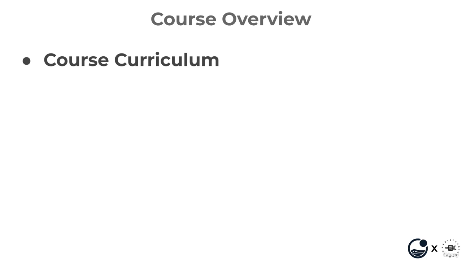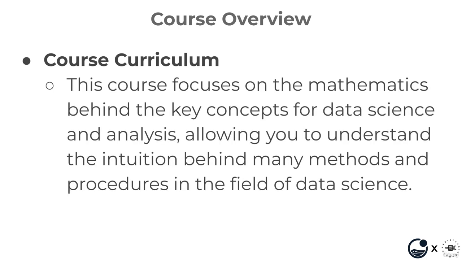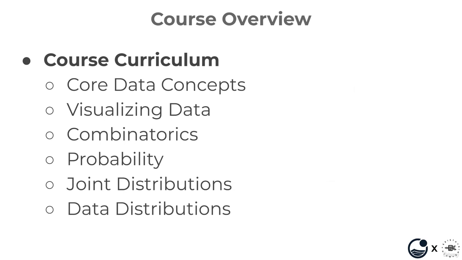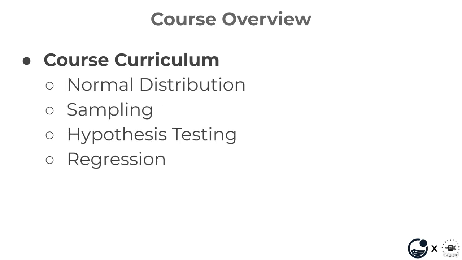Okay, so what is the course curriculum and what do we cover in this course? This course focuses on the mathematics behind the key concepts for data science and analysis, allowing you to understand the intuition behind many methods and procedures that you'll see being conducted in the field of data science. Now to do this, we start off with this curriculum: core data concepts, visualizing data, combinatorics, probability, joint distributions, and data distributions. Then we move on to discussing the normal distribution, sampling, hypothesis testing, and regression. So we cover all of that in the curriculum, and it's a lot of material.